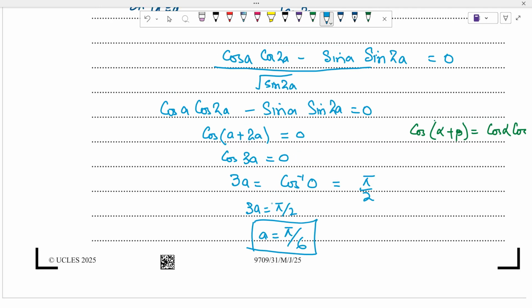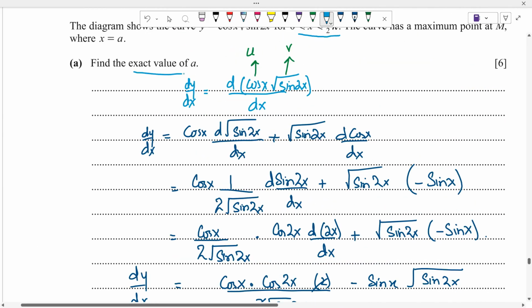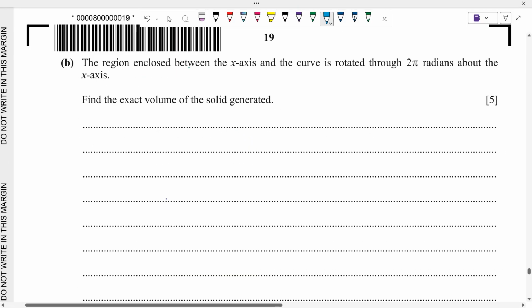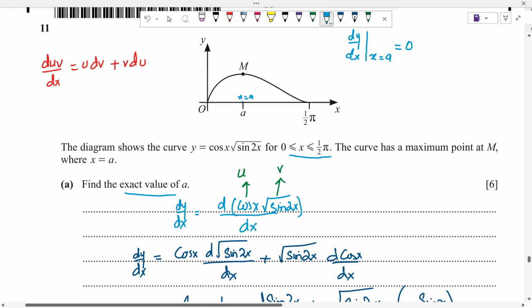So we have calculated the required value of a. Now let's move to part B. The region enclosed between the x-axis and the curve is rotated through 2 pi radians about the x-axis. Find the exact volume of the solid generated. Okay, this is the curve. When we rotate it 2 pi radians, it will look like a balloon.